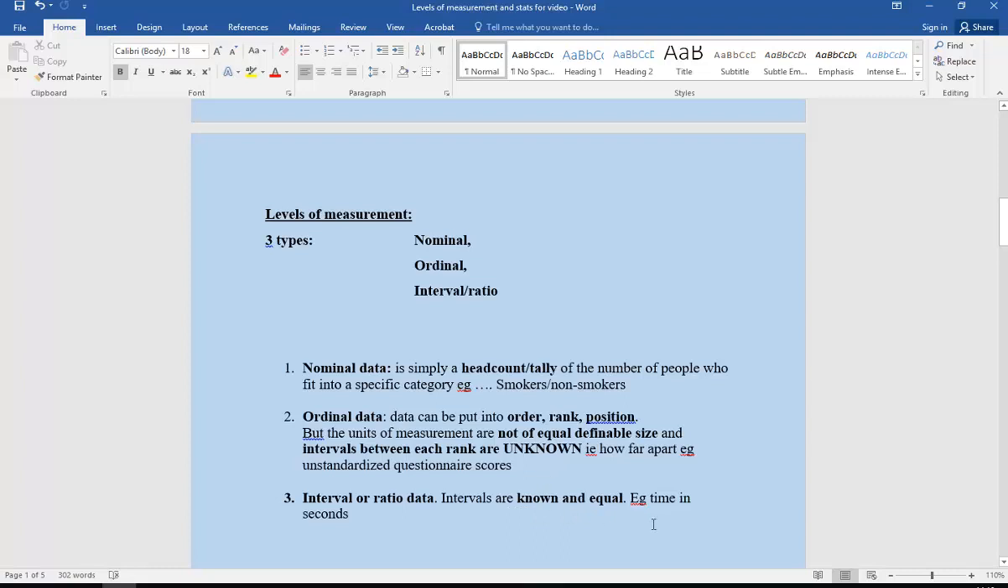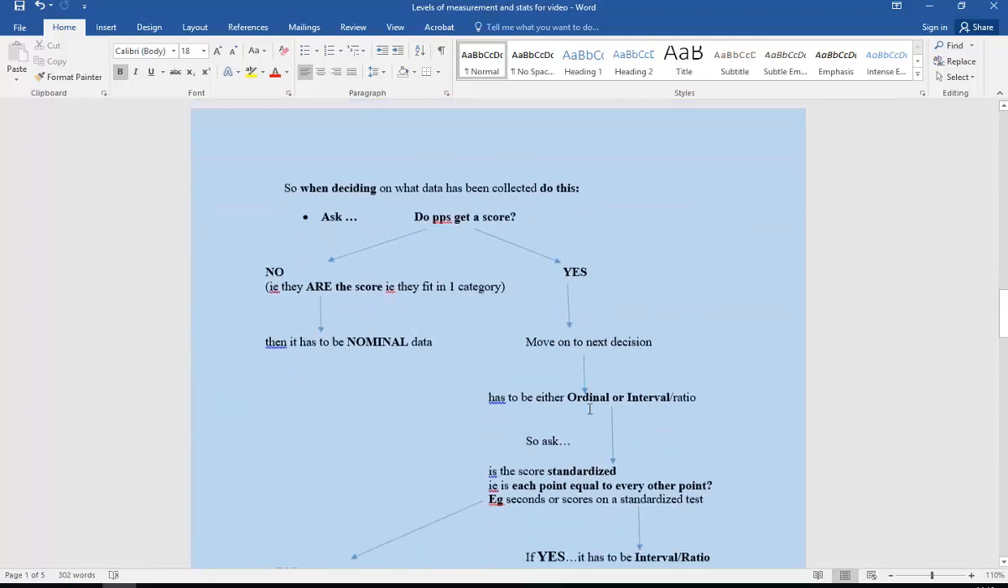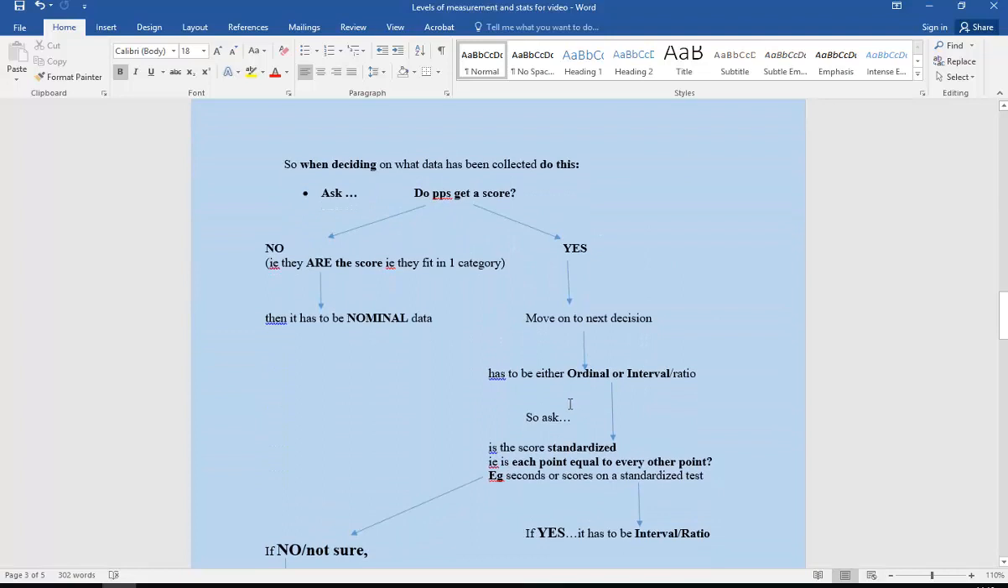So for example, time in seconds: every second is equal to every other second. Ordinal, we don't know that. So let's have a look at this. In deciding which level of data to select, first of all, ask yourself, do the participants get a score? If the answer is no, they don't get a score, but they are the score, then it has to be nominal data.